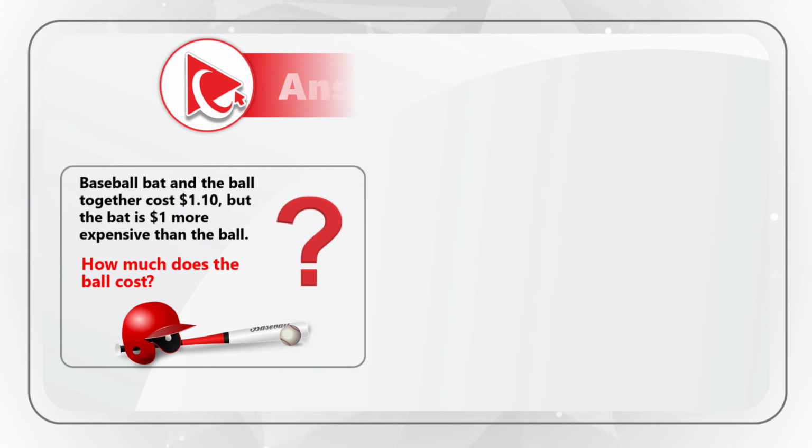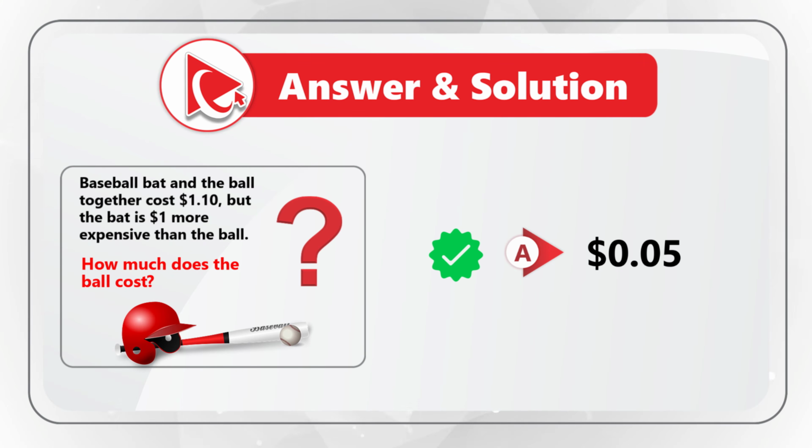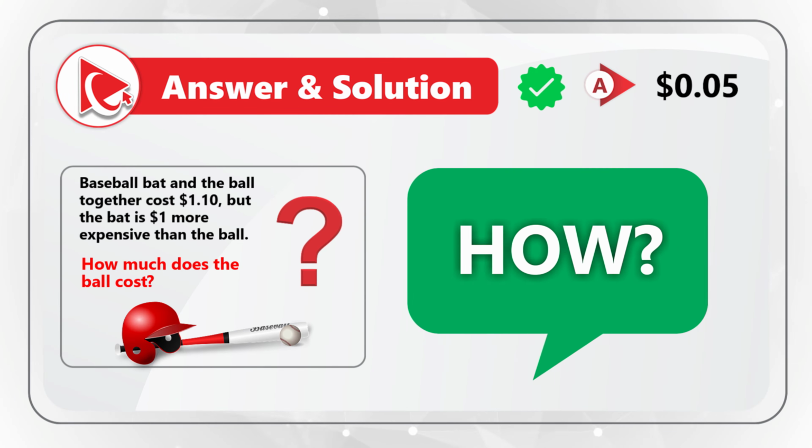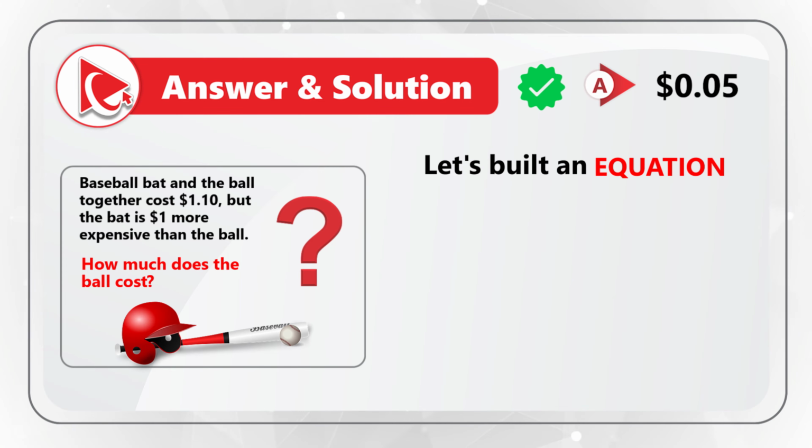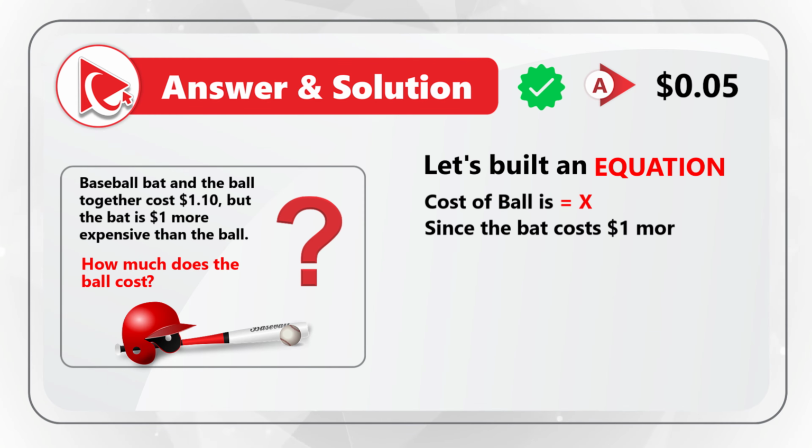The correct choice here is choice A. The cost of the ball is 5 cents. But how do you get to the correct solution mathematically? Let me teach you the magic trick behind this problem. Let's build a quick equation. The cost of a ball would be X. And since the bat costs $1 more, the cost of the bat would be X plus $1.